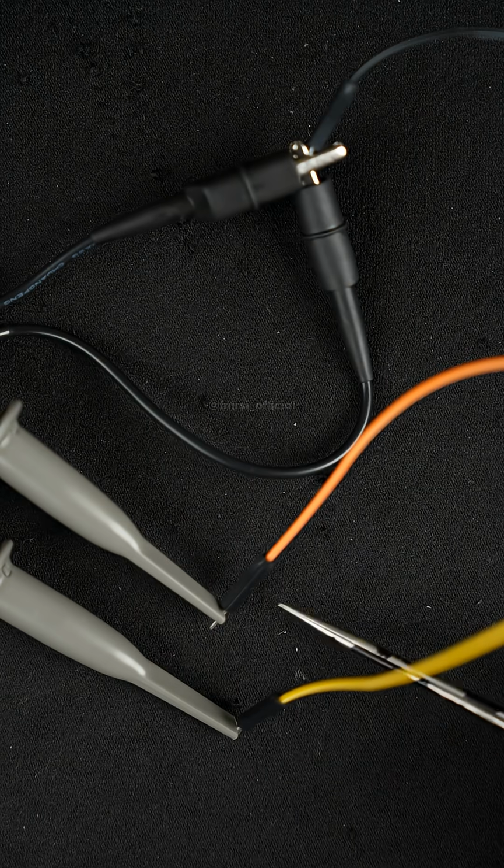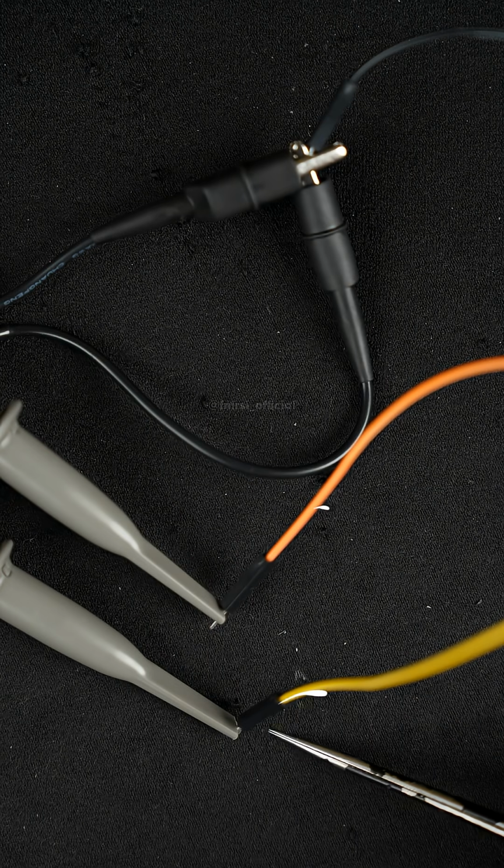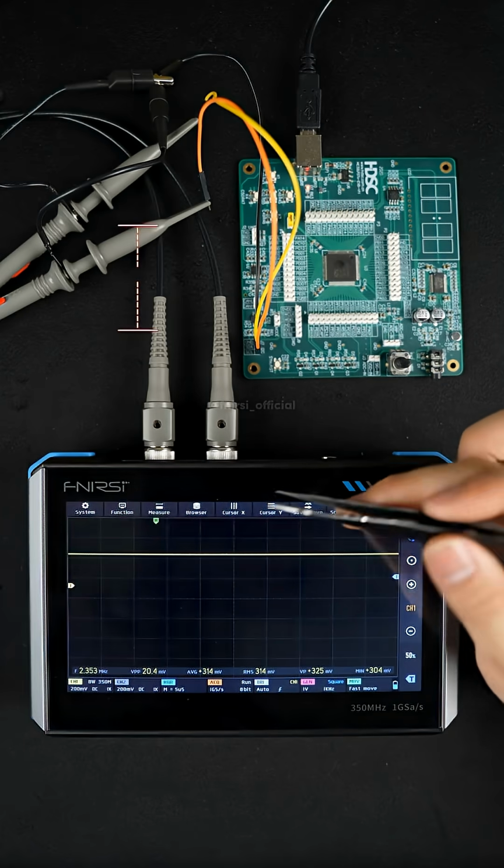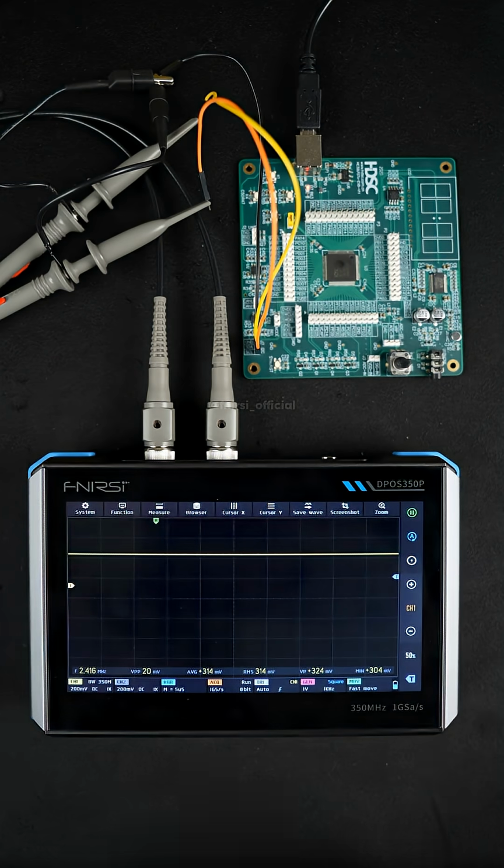Meanwhile, the I2C clock SCL and data SDA lines are connected separately using probes. At this point, the oscilloscope is successfully capturing the 2 I2C signals.